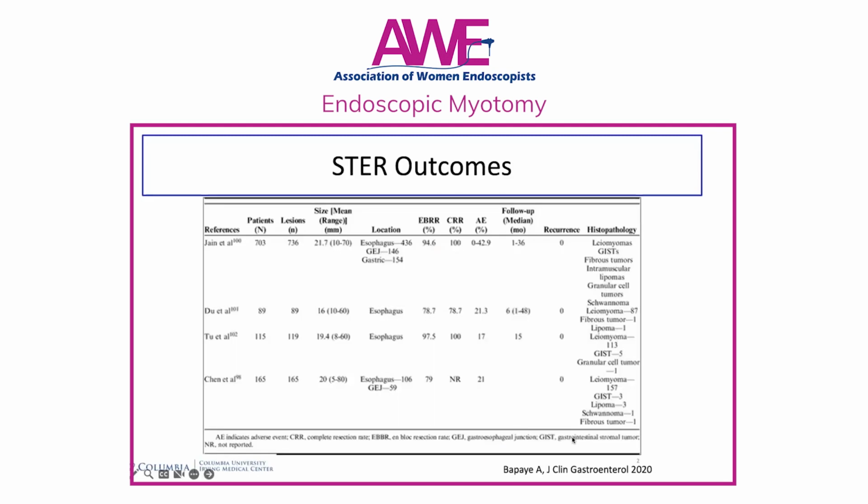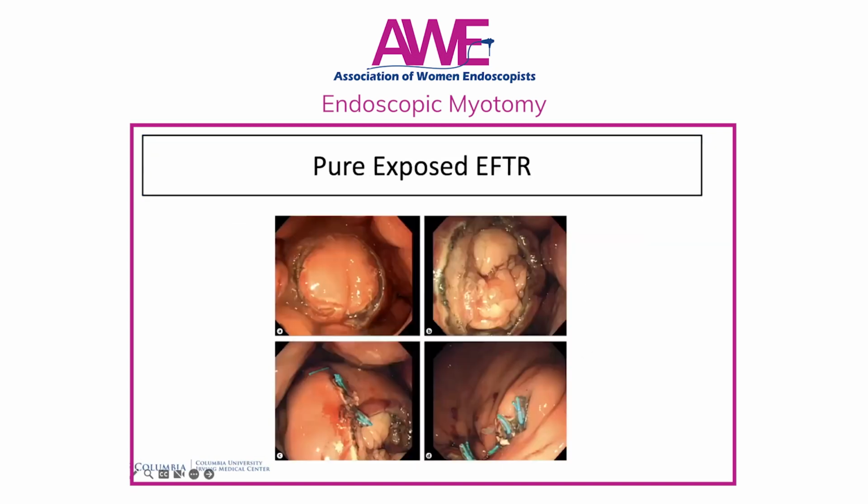So a recent meta-analysis looked at a number of studies, again, usually sort of smaller studies. There was one that reached over 700 patients, and with the location most commonly in the esophagus and GE junction and the proximal stomach. Here you see endoscopic en bloc resection rates as high as 97.5%. Complete resection rates of 100%, and adverse event rates of up to 21%. The recurrence was 0, and here you see the various histopathologies.